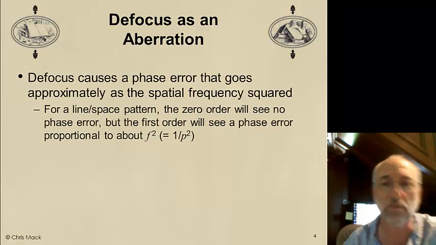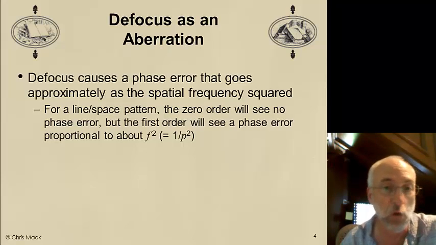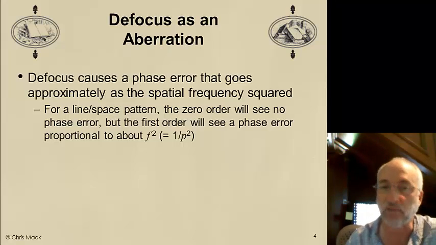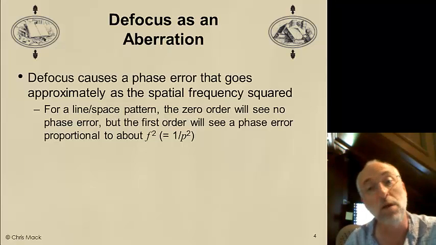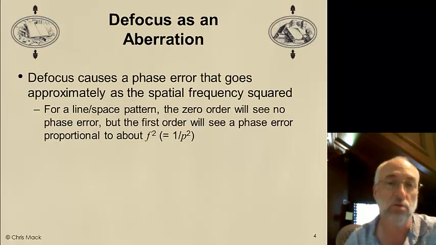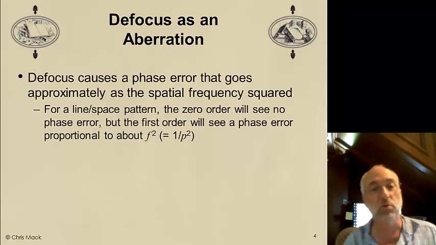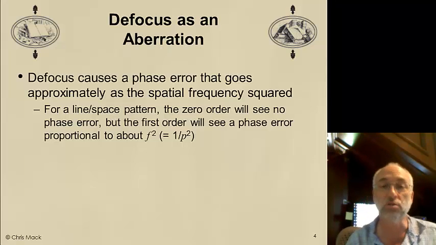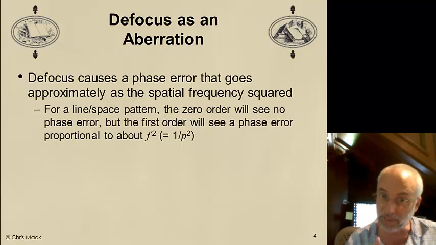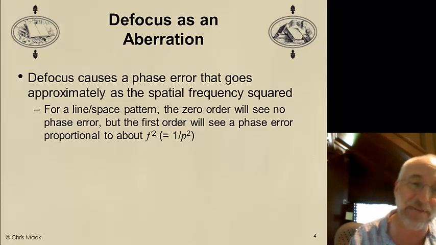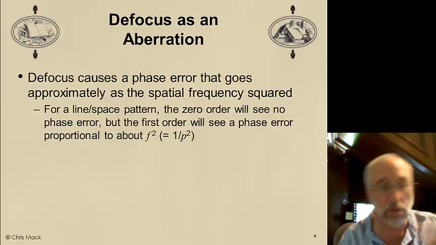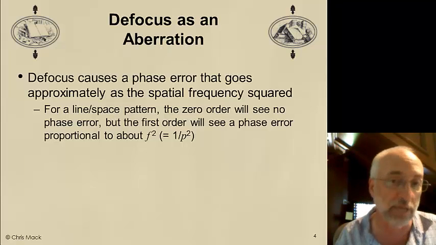For a line space pattern, we know that the zero order will be right in the middle of the lens, and therefore it will see no phase error. I'm assuming we're using conventional illumination, normally incident on the mask. The first order occurs at spatial frequency of 1 over the pitch. Minus first order occurs at minus 1 over the pitch. So we'll see a phase error that's proportional to f squared, in other words, proportional to 1 over the pitch squared. A couple of things there. We see that I get the same phase error for the plus first order and the minus first order because I'm squaring the spatial frequency.